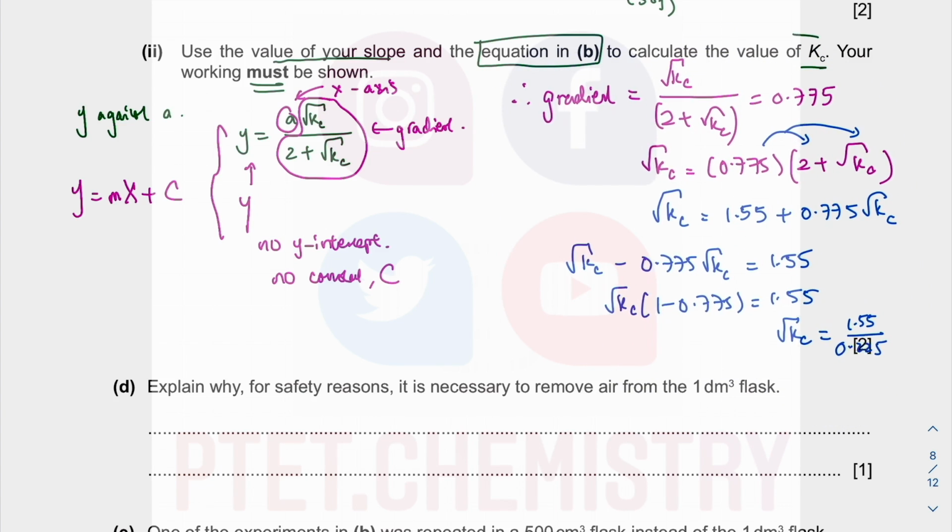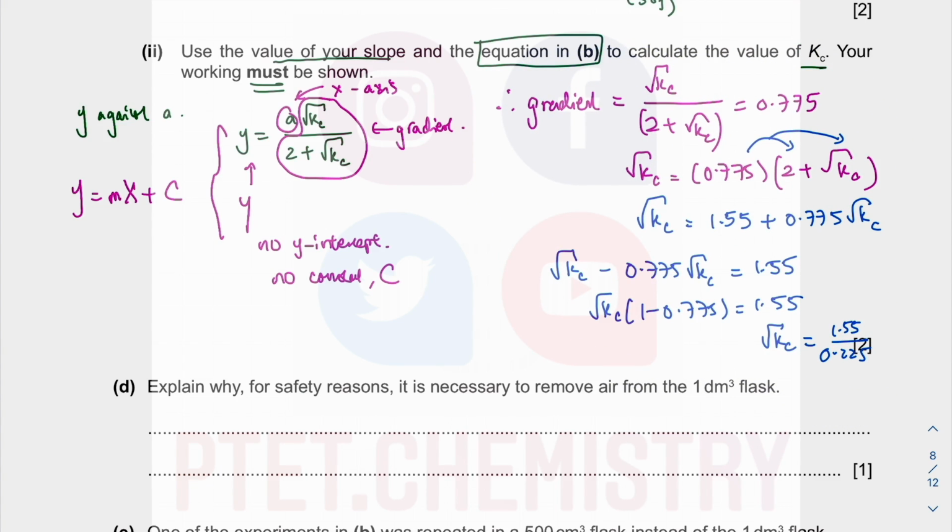In reality, if you are very good at maths, you can cut down a couple of these steps. But I'm not very good at maths, so I'm showing everything. So that's squared because it's 1.55 over 0.225, the whole thing squared, because now I move the square root to the other side. Or you can think about squaring both sides. When you square this, you will have no square root. Then when you square this, you get that.